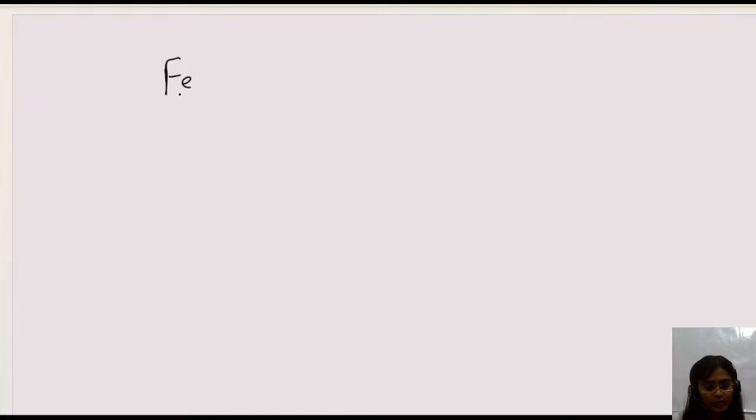Does anyone already know about Fehling solution A or Fehling solution B? Copper sulfate, sodium potassium tartrate and NaOH, yes. Very good. So in Fehling solution A, what we are using is a copper sulfate solution.